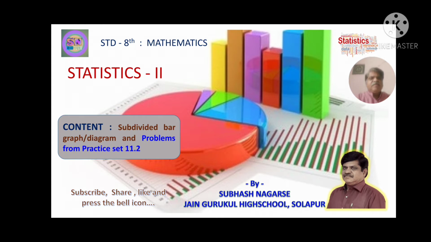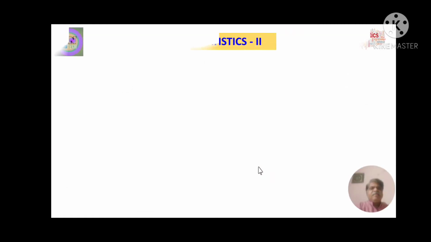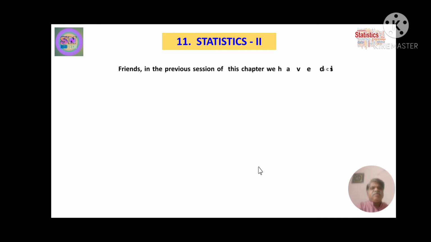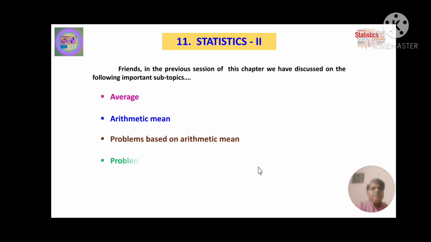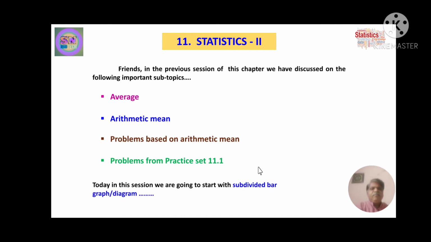The topic is statistics part 2. In this session, we are going to discuss subdivided bar graph and problems from the practice set 11.2. Friends, in the previous session of statistics part 1, we discussed the following important subtopics of this chapter: average, arithmetic mean, problems based on the arithmetic mean, and problems from the practice set 11.1. Today we will discuss subdivided bar graph.